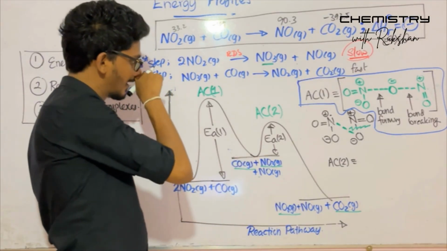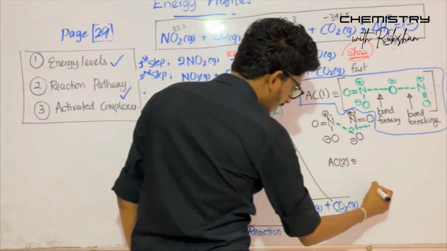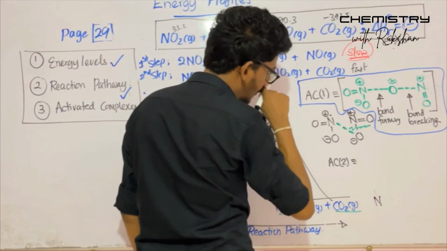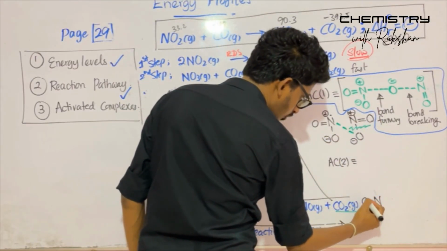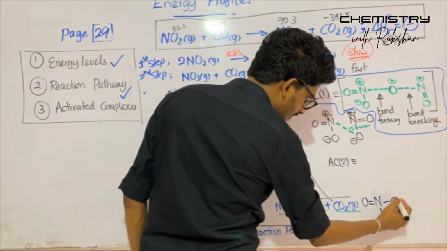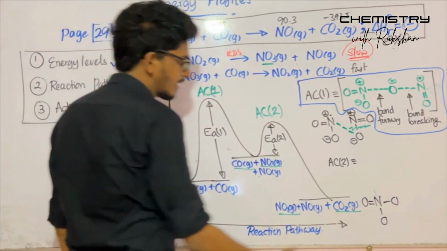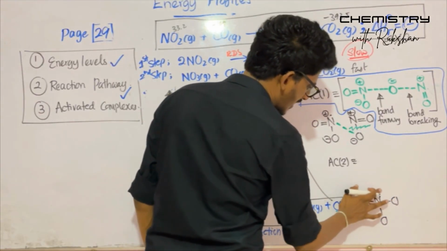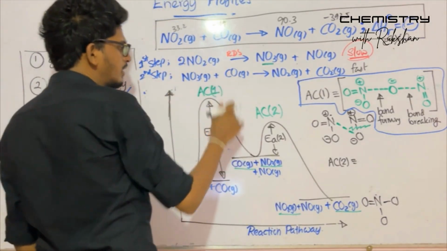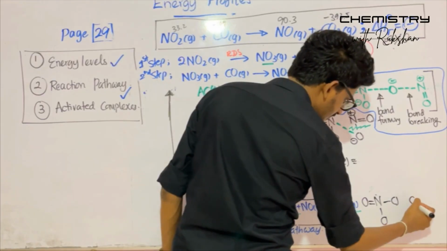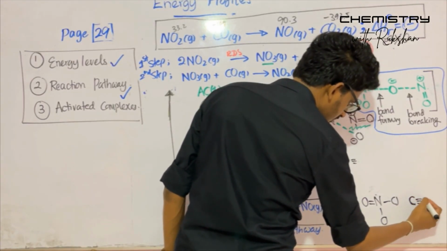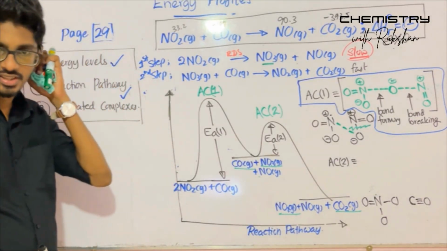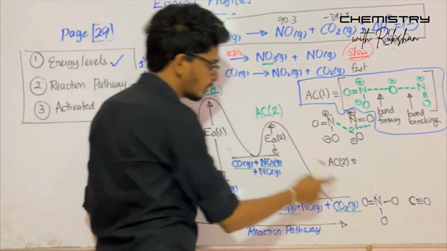See, first take the reactants of the second step, right? You have NO3. So the formed NO3 is there. No need to put the charge, it is not necessary. And CO is there. Those are the two reactants in the second step, NO3 and CO.